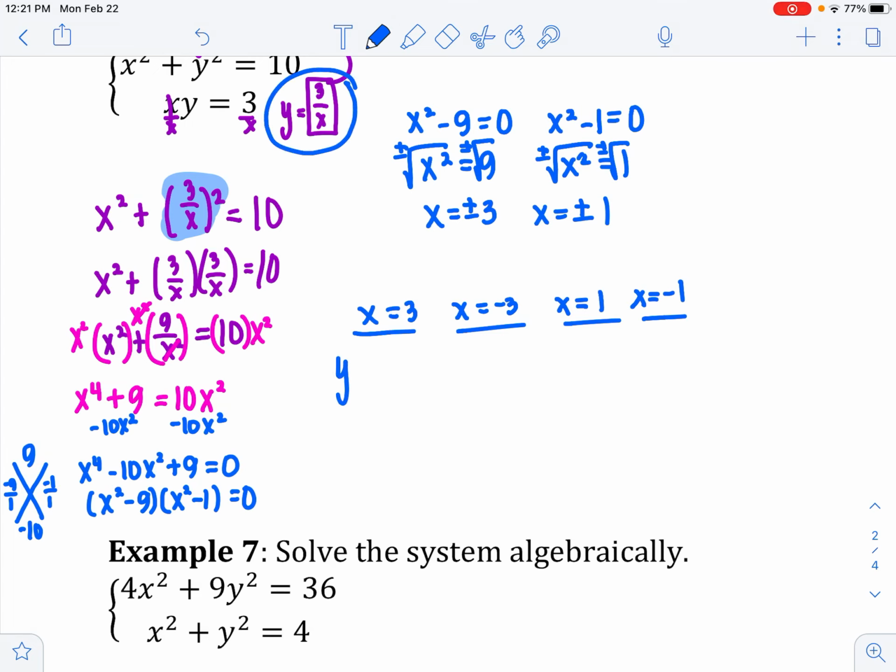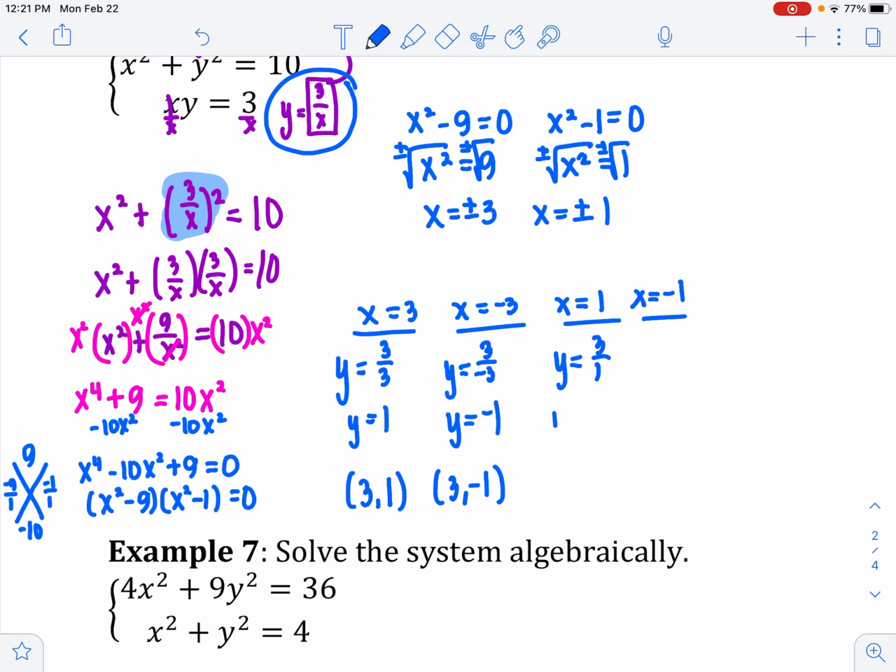So I need to know what my y values are. I'm going to plug in 3. I like to use this because it's the easiest math here. So I'm going to do y equals 3 divided by, plug in 3, y equals 1. So my first solution is 3, 1. Y equals 3 divided by negative 3. Y equals negative 1. So 3, negative 1.